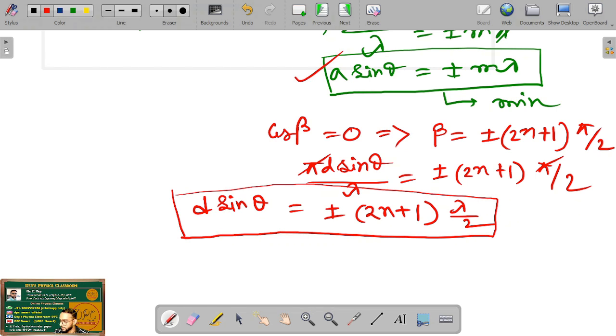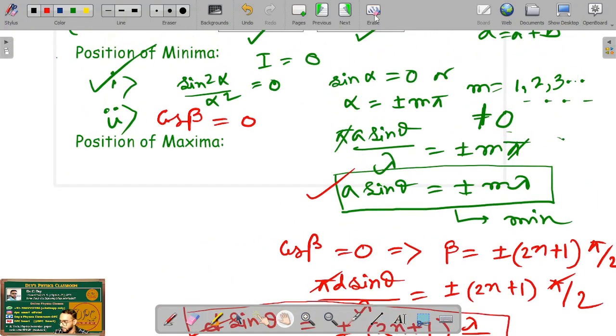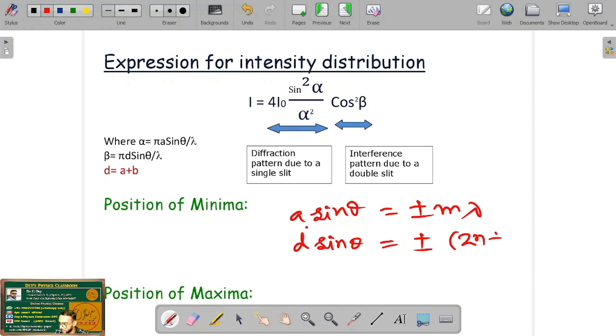The first condition is this one, the second condition is this one. If either of these is followed, then the resultant intensity would be 0, that is the position of minima. So the position of minima would be a sin theta equals plus minus m lambda, and d sin theta equals plus minus 2n plus 1 into lambda by 2. These are the conditions for the position of minima.